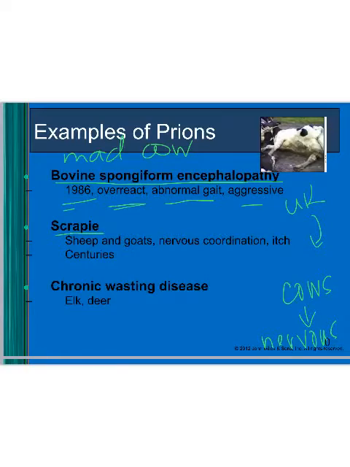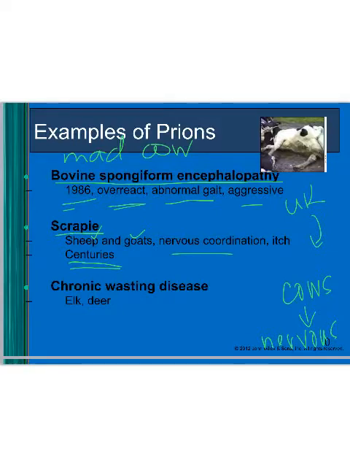Scrapie is another example. It's been around for a really, really long time, and we've been aware of it for a long time, but it just seems to affect sheep and goats. Okay, they kind of lose their coordination and they're itchy, so they scrape. So that's where scrapie came from.